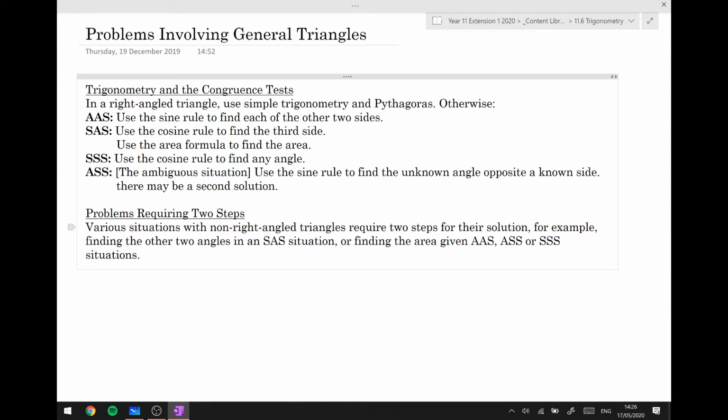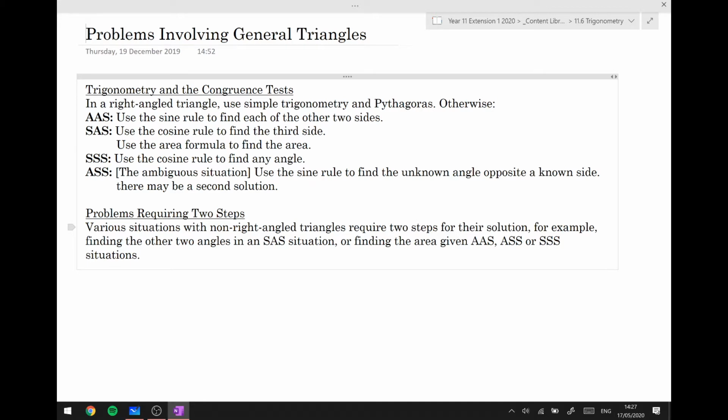So, in a right angle triangle, pretty simple. Use simple trigonometry and Pythagoras. Okay, so you look for right angle triangles first. If you've got right angle triangles, do the right angle triangle stuff. If not, then we've got this list. So angle, angle, side. Use the sine rule to find each of the other two sides. Okay, so if you've got two angles and a side, you'll be using the sine rule in this case, okay?